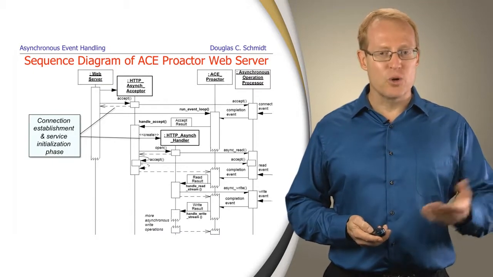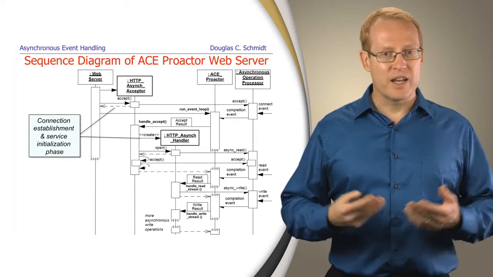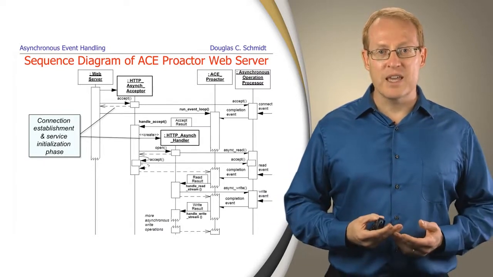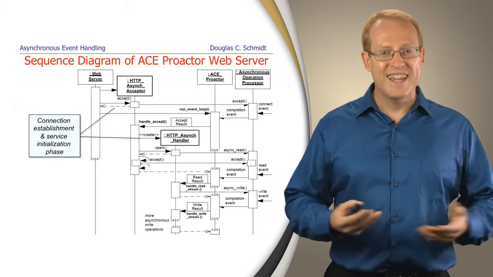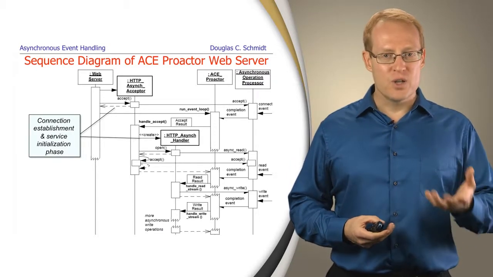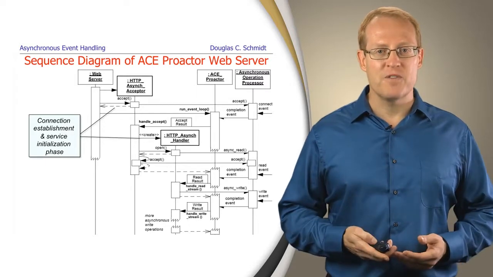It then turns over control to the Proactor, and when a connection shows up, callbacks are driven to the HTTP async acceptor in order to create an appropriate HTTP async handler. So that's all part of the service initialization and connection establishment phase.